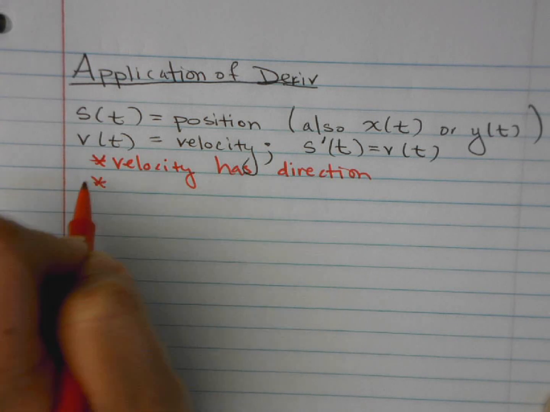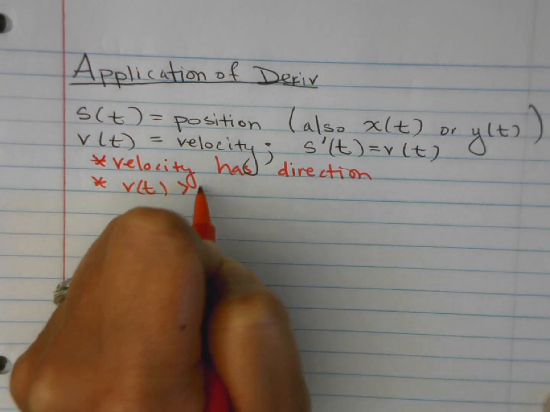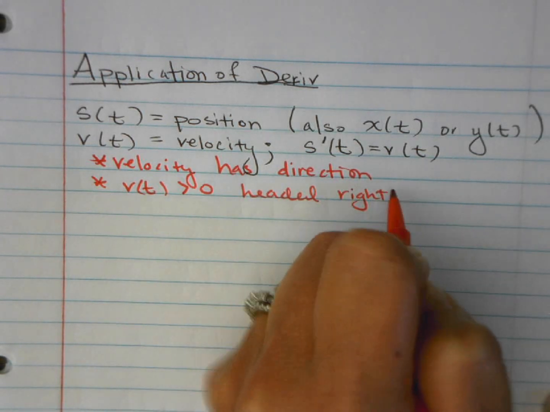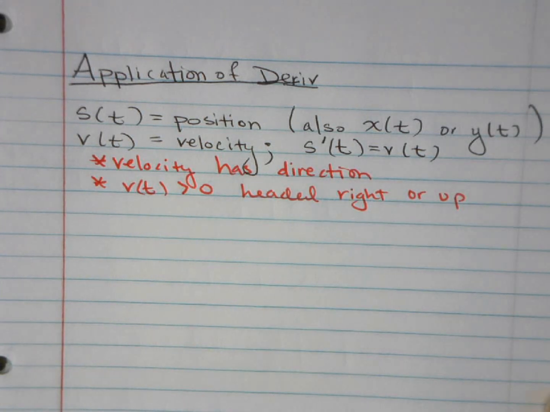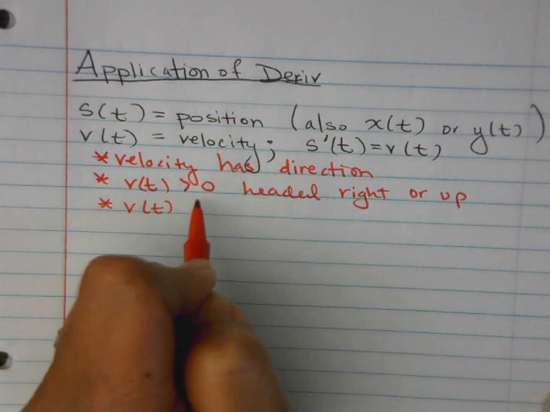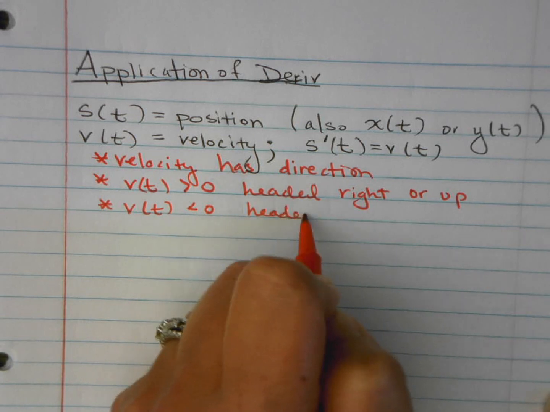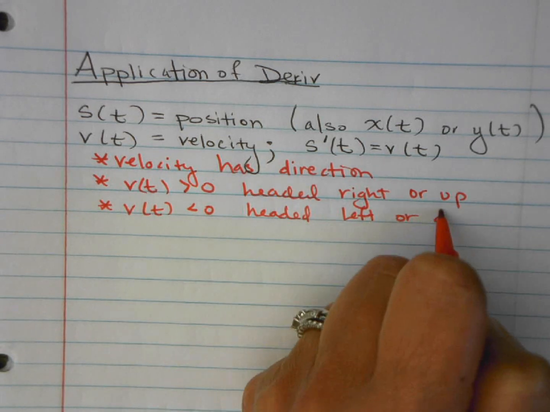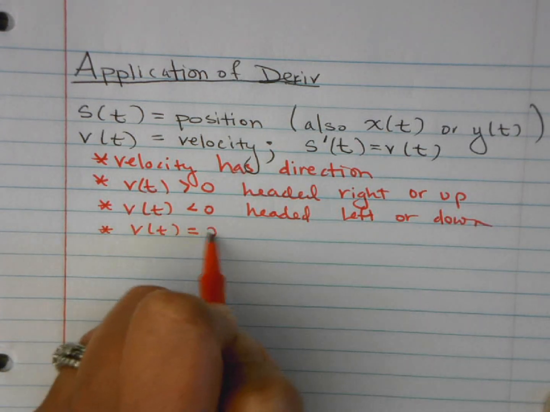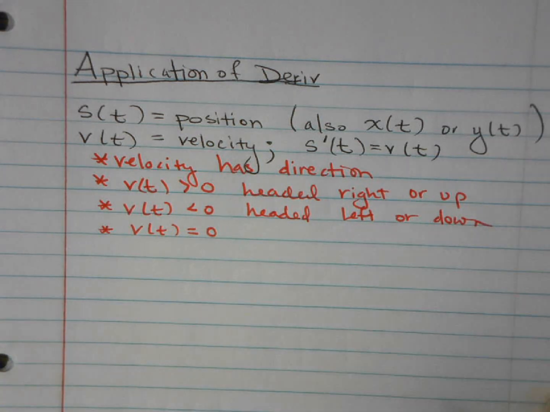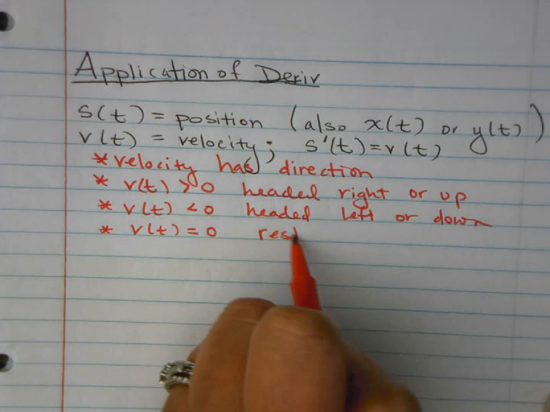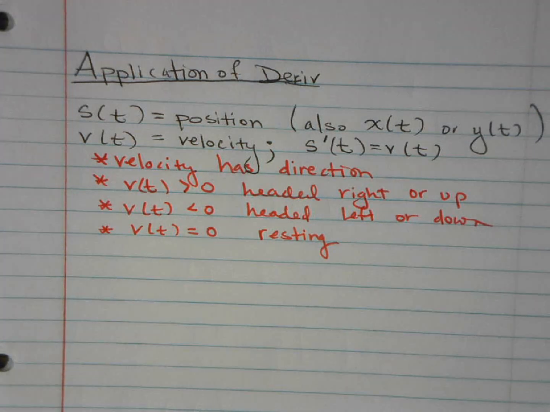So what do we need to know about that? If velocity is greater than 0, we are headed right, because that's a positive direction, or we're headed up. Okay, so right or up. So that would be referring to that component there. Whereas if velocity was negative, then we are headed left or down. So what's happening if it was just 0? What does that mean? It means we're taking a pause. We are resting.